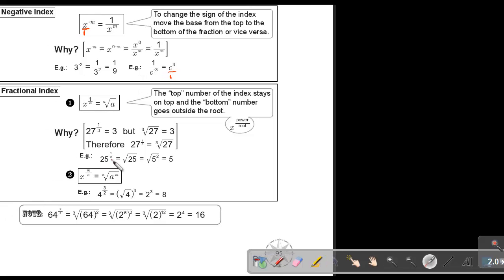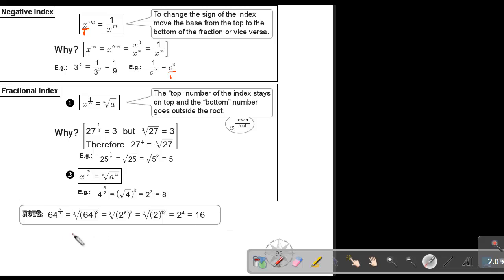Okay. So in this case, if I have this one, then the m is inside and the n is outside. So remember, this one is inside and that one is outside. And if I work it out, let's just see if it's going to work out. So the square root of 4 is 2, and 2 to the power of 3 will give me an answer of 8.